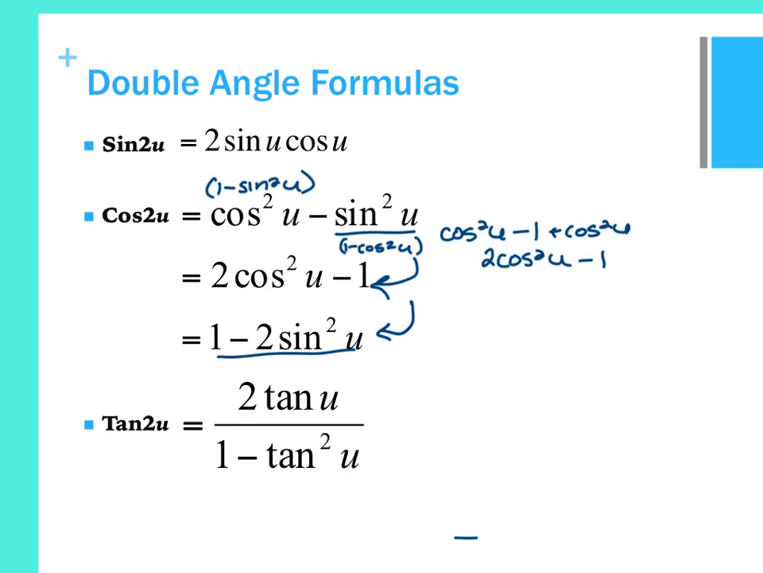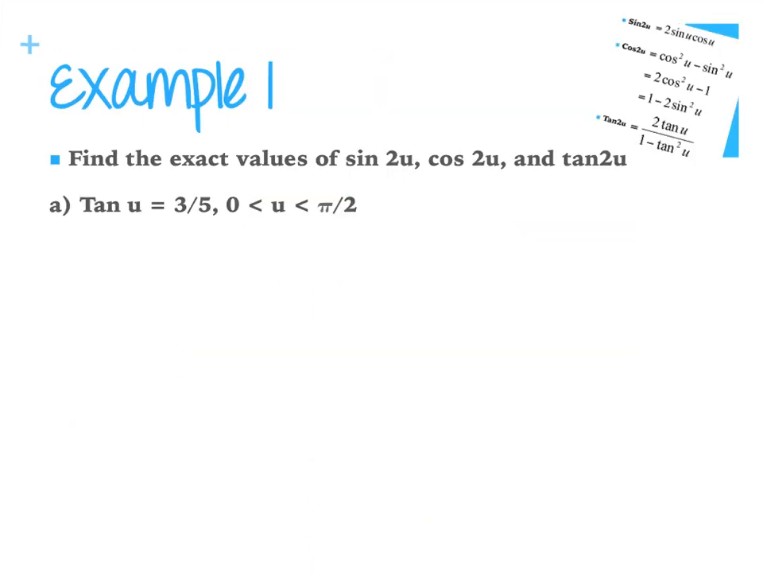Again, these formulas will be given to you, but the more you practice them, the easier it's going to be to recall them. All right, so this first question is triangle based, and I know that because there's no such thing as 3/5 on my unit circle, right? So this says find the exact values of sine 2u, cosine 2u, and tangent 2u, if you're given tangent of u is 3/5, and u lies between 0 and pi over 2.